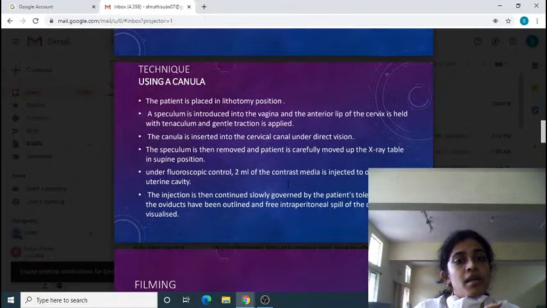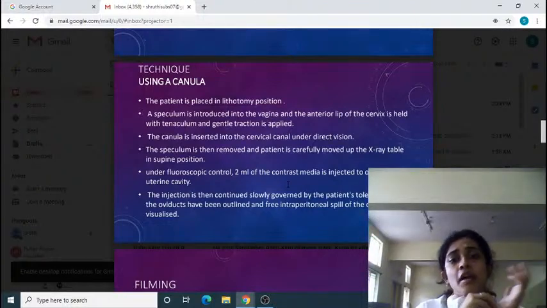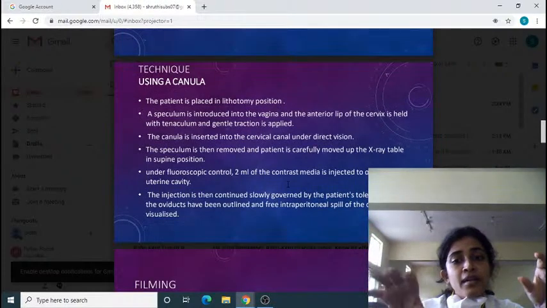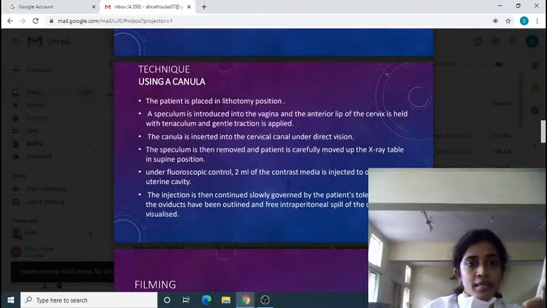on the X-ray table. And under fluoroscopic control, first 2 ml of the contrast media is injected to outline the uterine cavity. The injection is then continued slowly, governed by the patient's tolerance, until the oviducts have been outlined and free intraperitoneal spill of the dye is visualized.